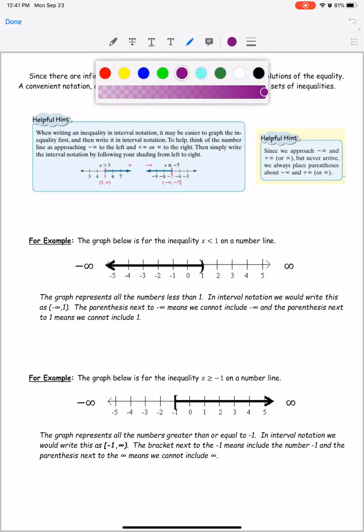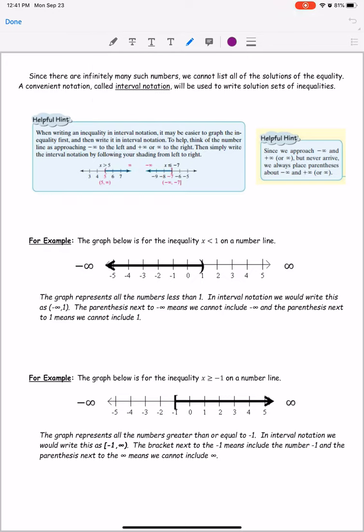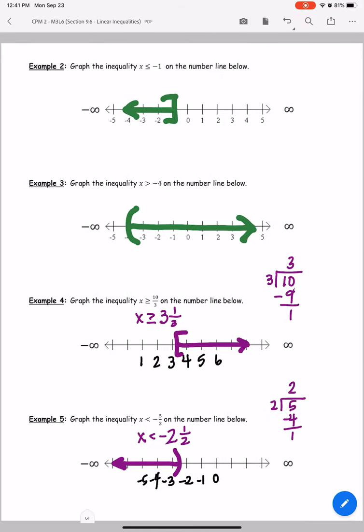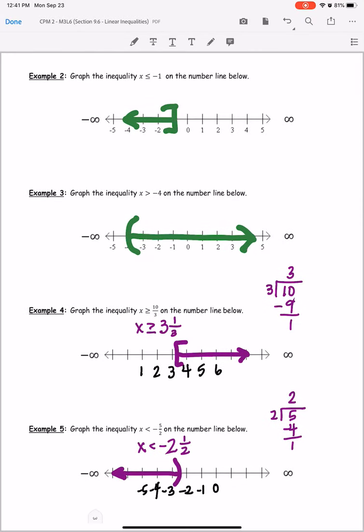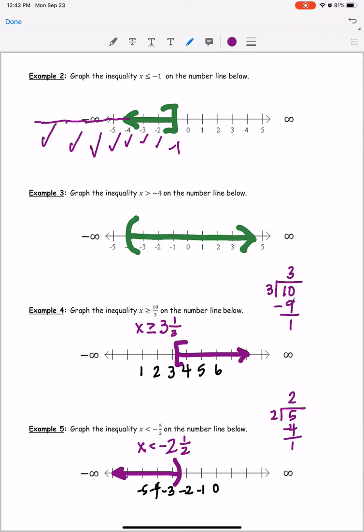All right, so now we're going to use something called interval notation. It says, since there are infinitely many such numbers, we cannot list all of the solutions of the inequality. And what we mean by that is, if you look at this first one right here, it's starting at -1, it's hitting -2, -3, -4, but remember this arrow means it keeps going, right? So it hits -5, hits -6, it's eventually going to hit -7, -8, -9.